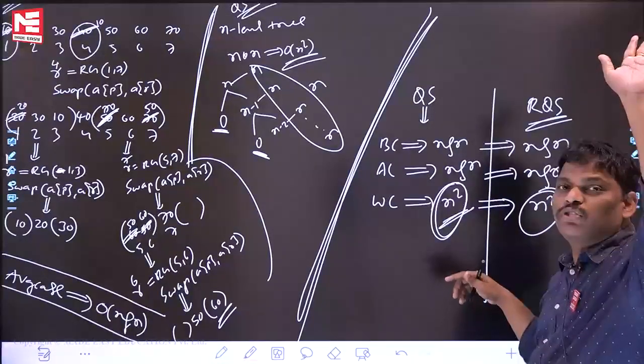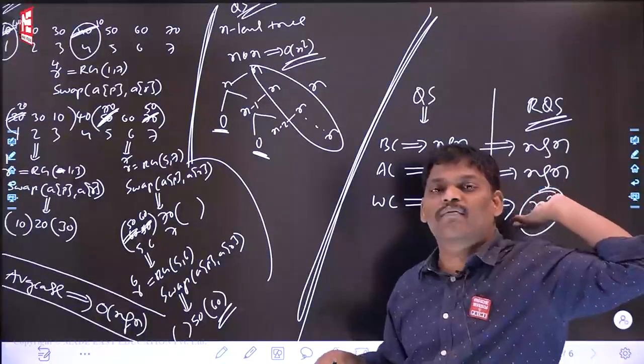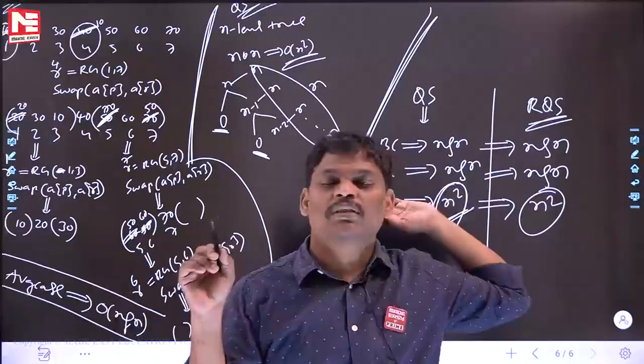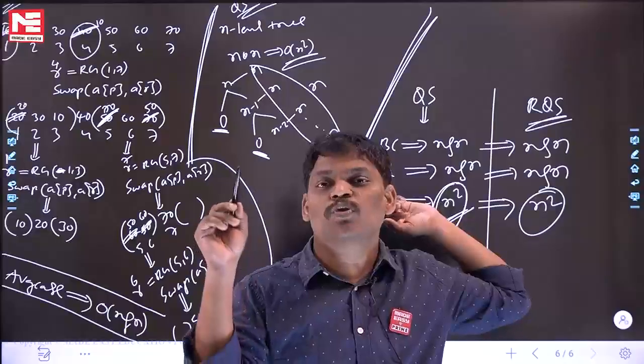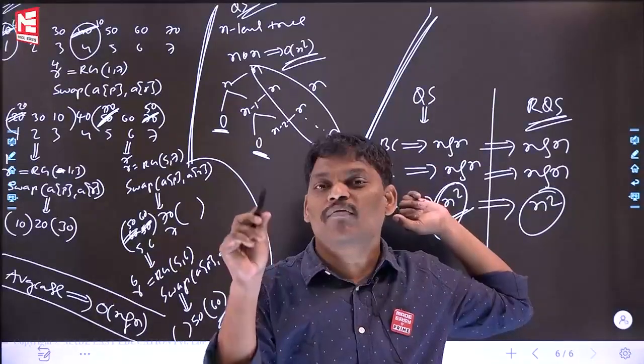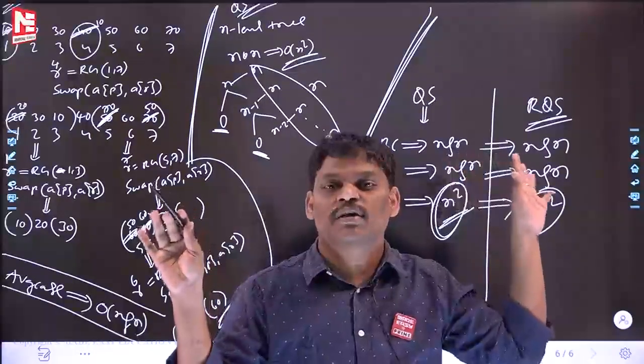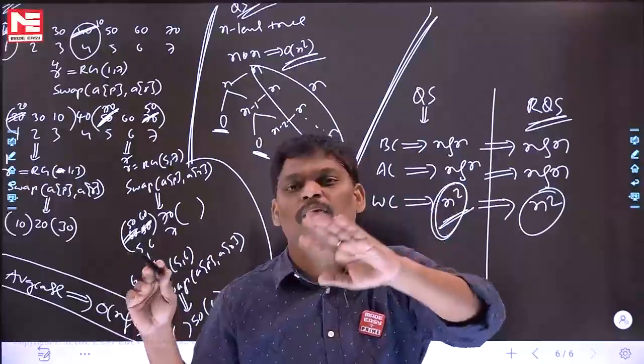Can you say a final conclusion? Quicksort best case n log n, average n log n, worst case n square. Randomized quicksort, same. Then what is the difference? Randomization will improve the performance. Quicksort gives worst case for 10 people, randomized quicksort may give worst case for 5 people. 100% efficiency is not possible.